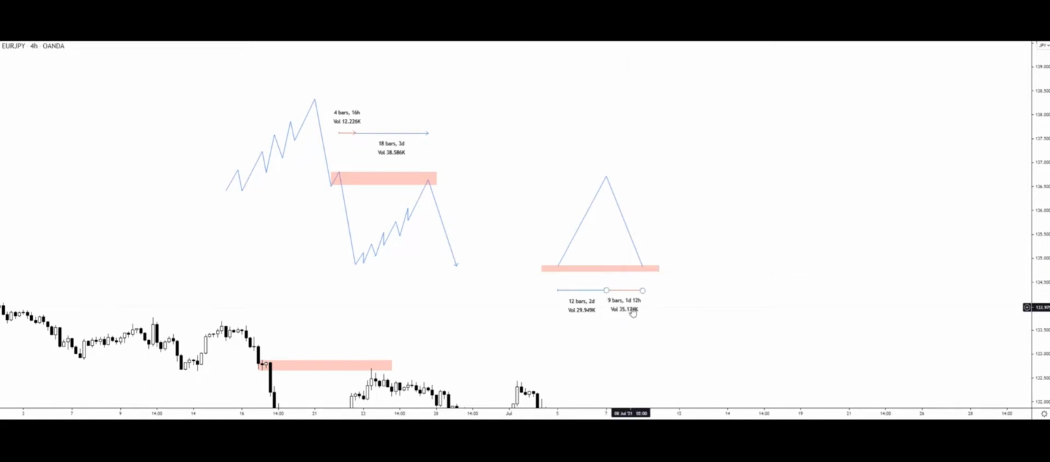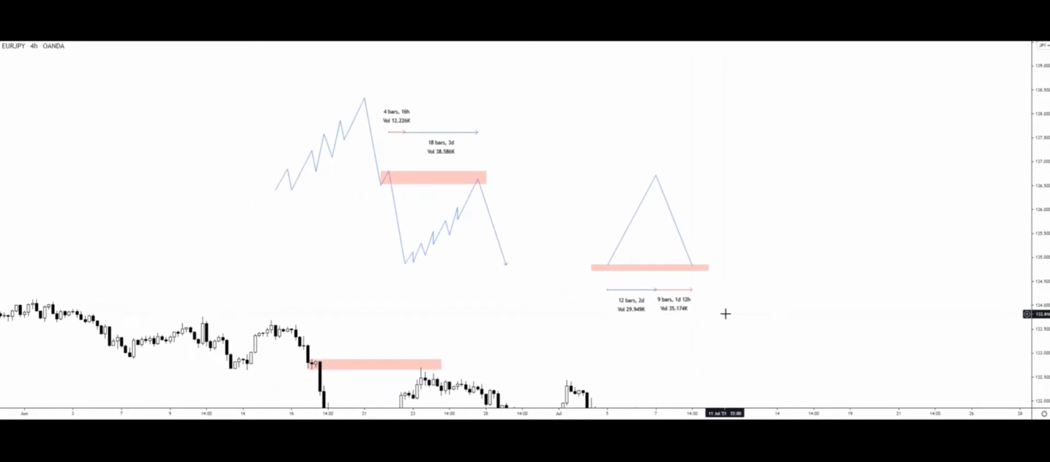Okay, so what does this tell us? This tells us that there are much more bears in the market than there are bulls. So this tells us that, okay, momentum is to the downside. So how does this benefit us?